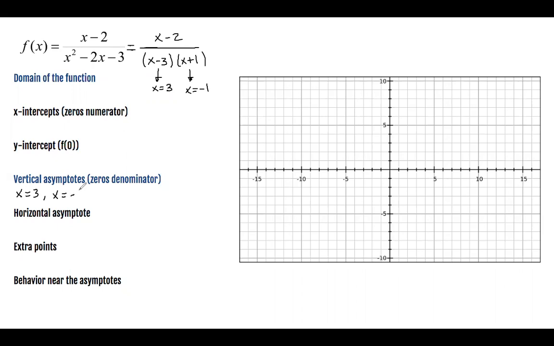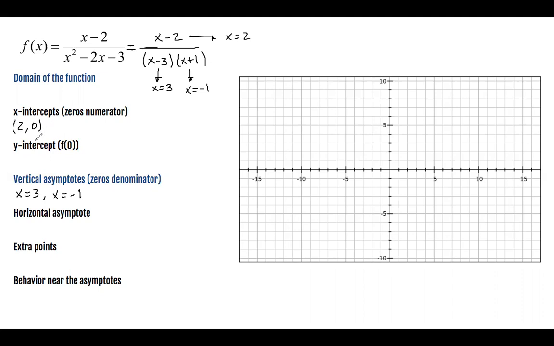And because we didn't have any factors that repeat in the numerator and in the denominator, we don't have any holes. So we can forget about holes and just continue with the process. The x-intercepts come from the numerator, so we're going to have x is equal to 2, and we're going to write it as a coordinate as 2 comma 0.